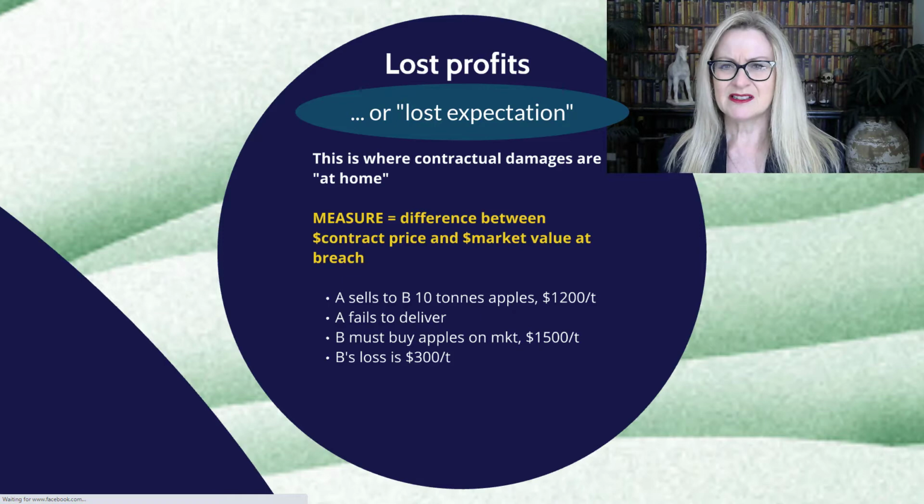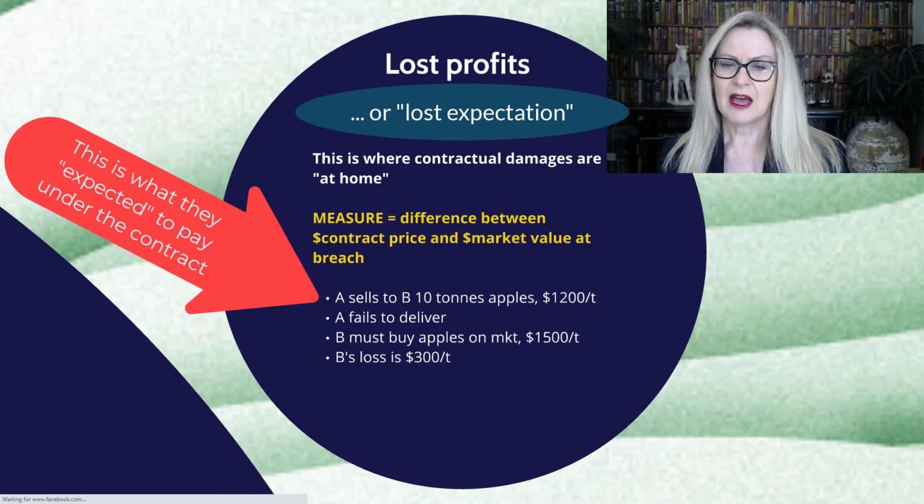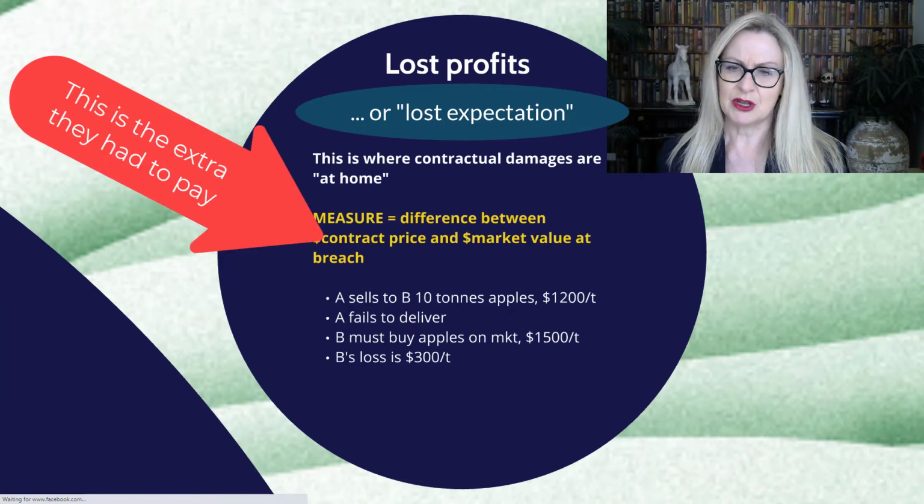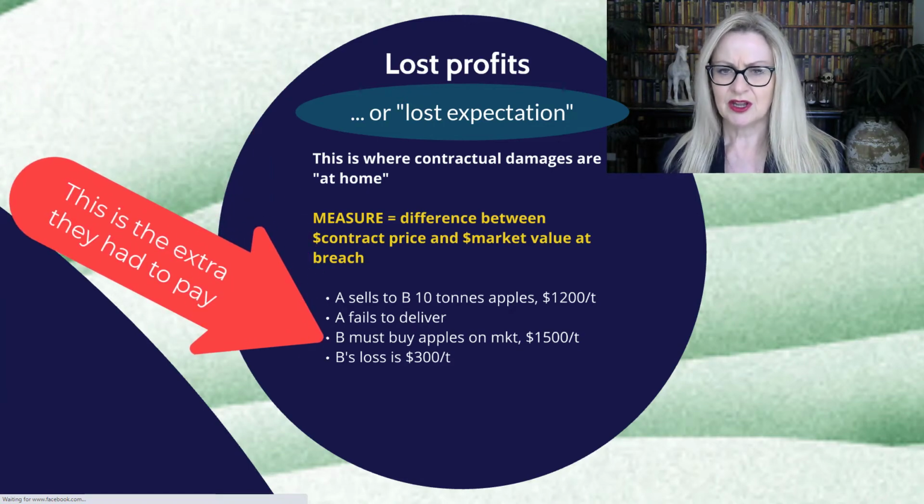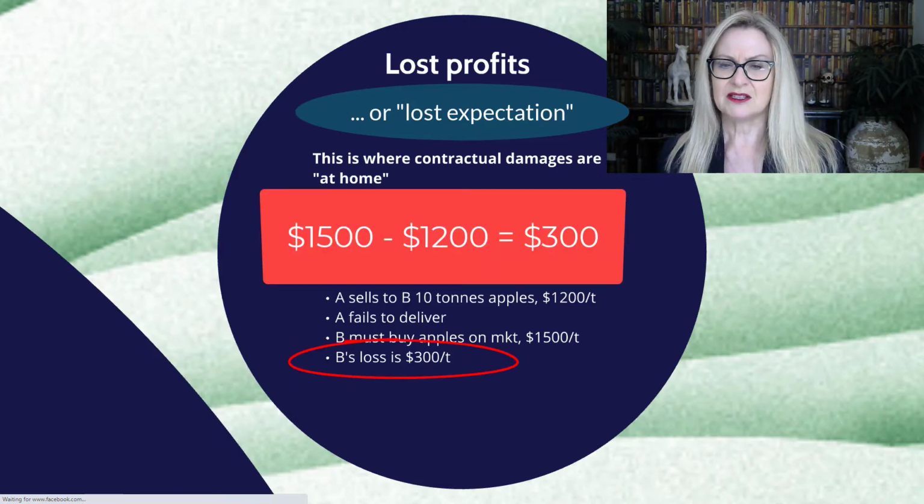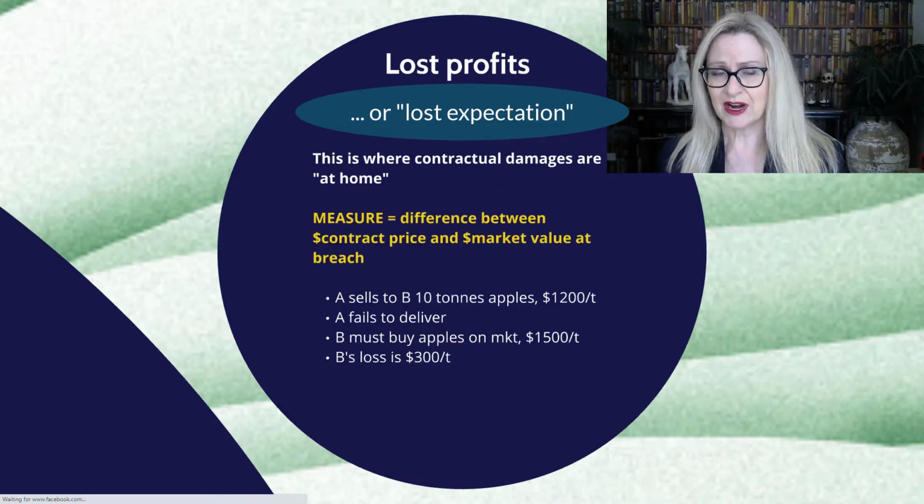As I say in the slide there, this is where contract damages are most at home. The measure will generally be the difference between the contract price and the market value as at the date of breach. So A sells to B 10 tonnes of apples at $1,200 a tonne. A fails to deliver, B has to buy the apples on the open market, but on the open market they're $1,500 a tonne. So B's loss is $300 a tonne. That is the amount that they would claim in damages in contract.